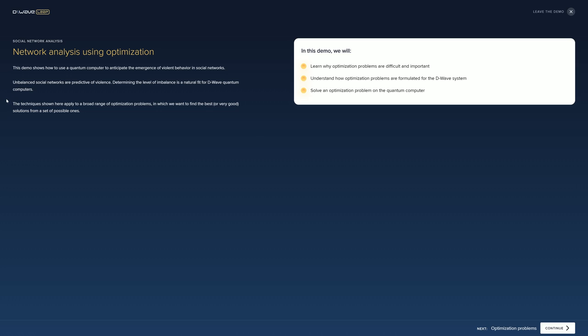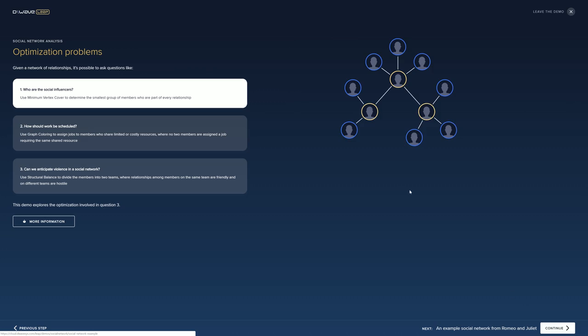The techniques shown here apply to a broad range of optimization problems, in which we want to find the best or very good solutions from a set of possible ones. Okay, optimization problems. Next one, here we go.